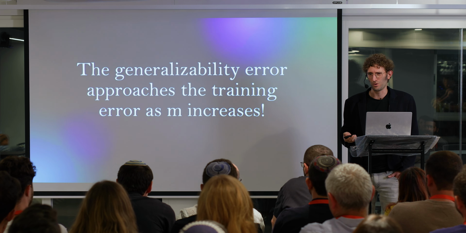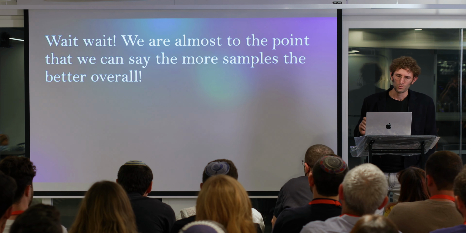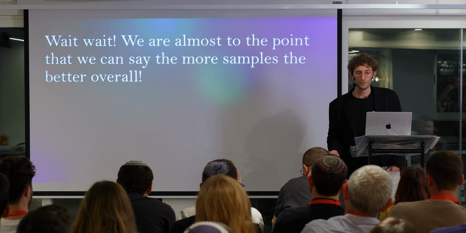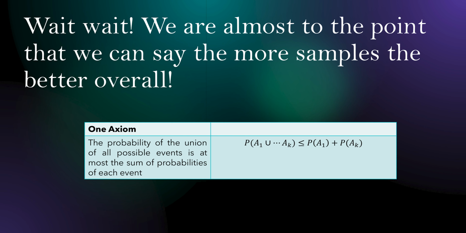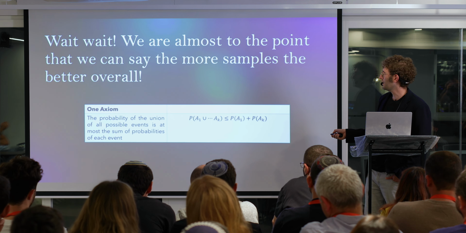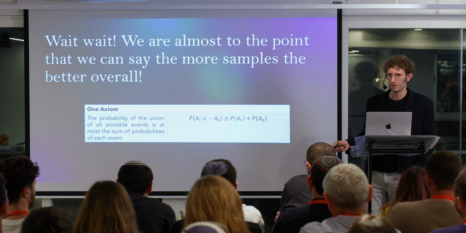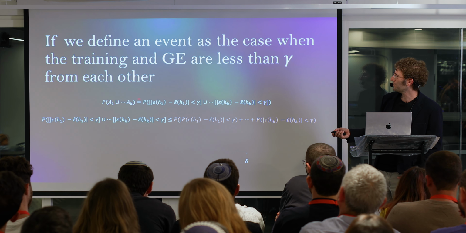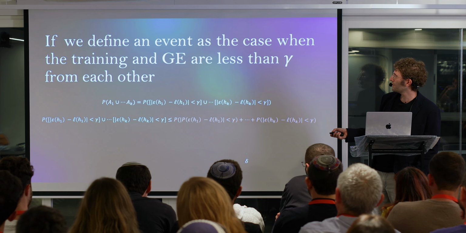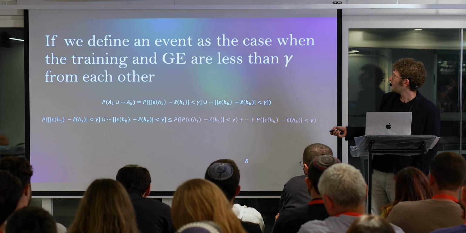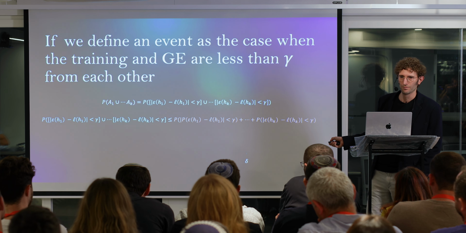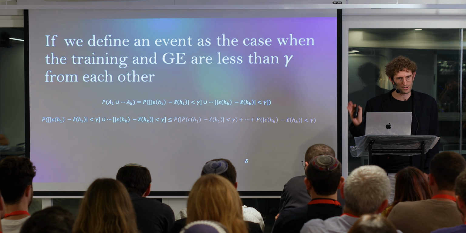So in some ways, we've kind of half-answered the question. But wait, we're almost to the point now that we can say the more samples, the better overall, meaning for all the realizations of our model, okay? Because that was one particular realization, one value for m and b in our y equals mx plus b. So if you recall this little axiom that we said, the union of all events is less than the sum of the probabilities of getting each event independently. So using that, we can now plug in our event, the difference between our training and test error being greater than gamma. And we know that that's going to be less than the sum of the probabilities over all of these different hypotheses h, all the way to k, for a finite set of k's. I didn't say k couldn't be huge, but finite for now.